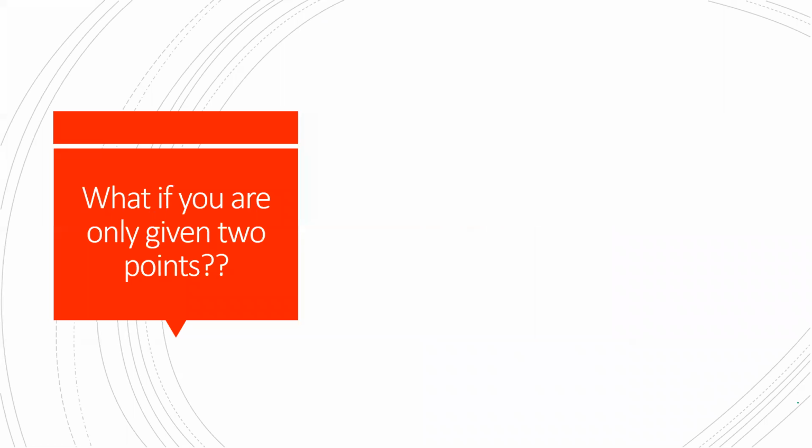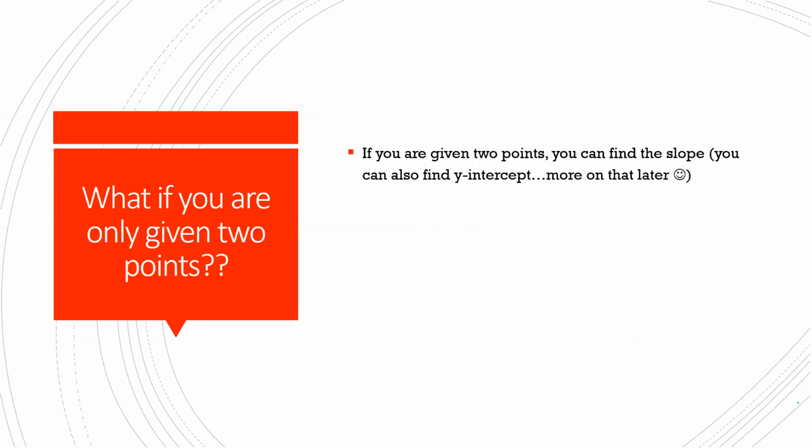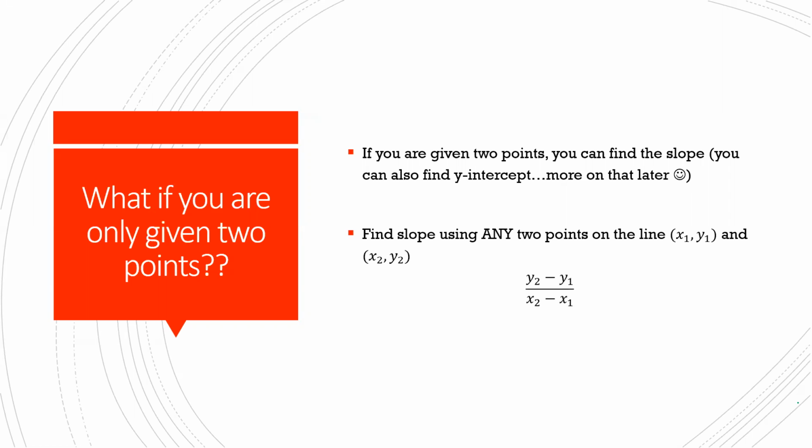All right, what if you're given 2 points? This is a bit trickier. There are technically ways to do it, but so far you have not learned fully how to do it. But the very least that you can do is find the slope, right? You can at least find the slope if you're given 2 points. And how do we find the slope between 2 points? Use the formula we just learned: y2 minus y1 over x2 minus x1. We're just going to find the difference in the y and divide by the difference in the x.